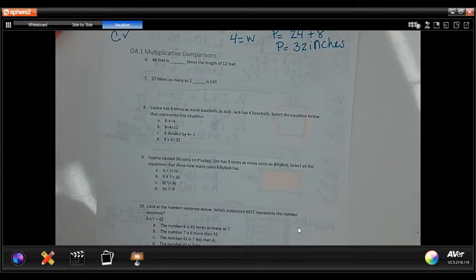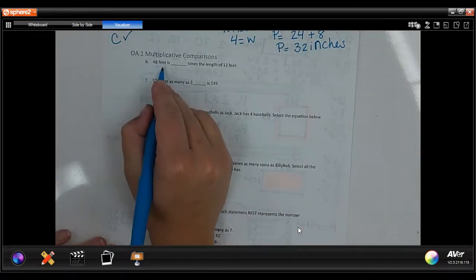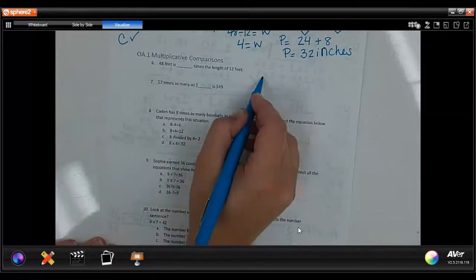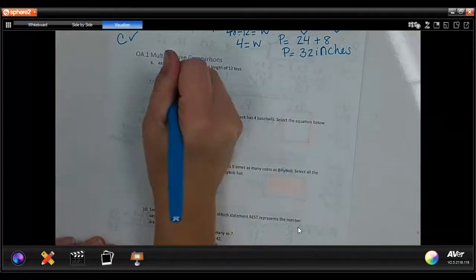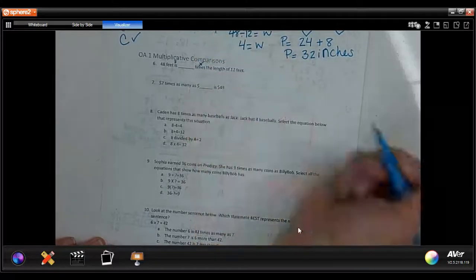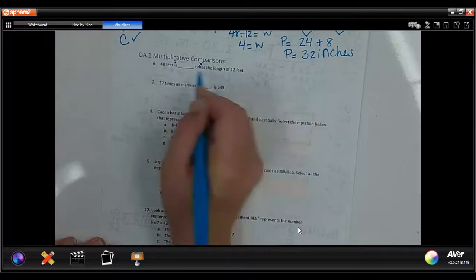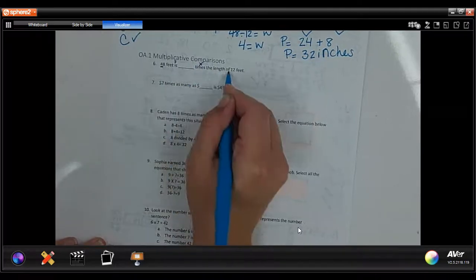In this next video, we will review our next standard that will be on our test, which is OA.1, multiplicative comparisons. The first one says 48 feet is blank times the length of 12 feet. Remember, "is" is the same as saying equals, and "times the length" means times. So 48 equals blank times 12.